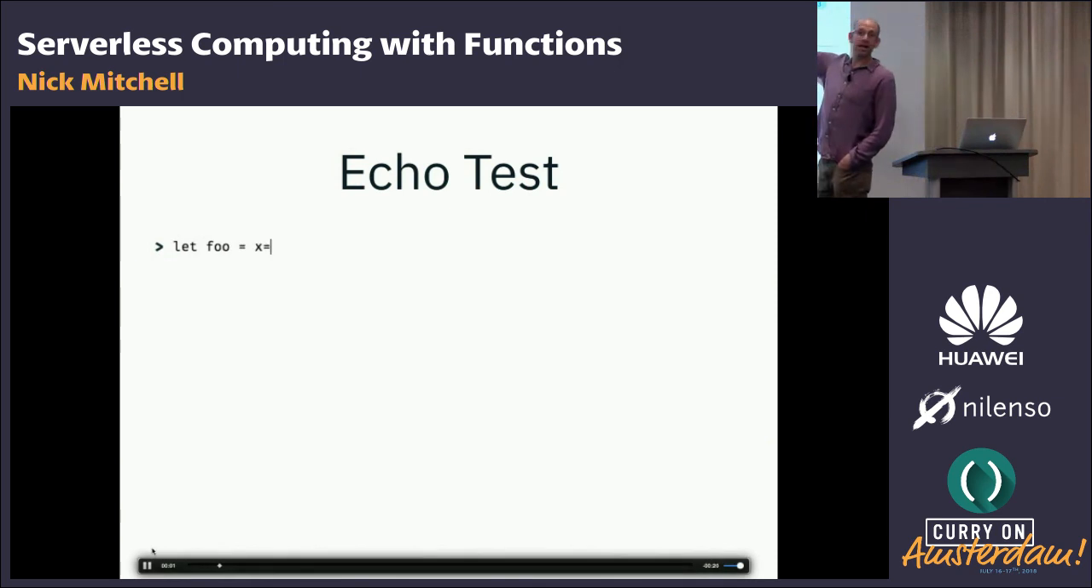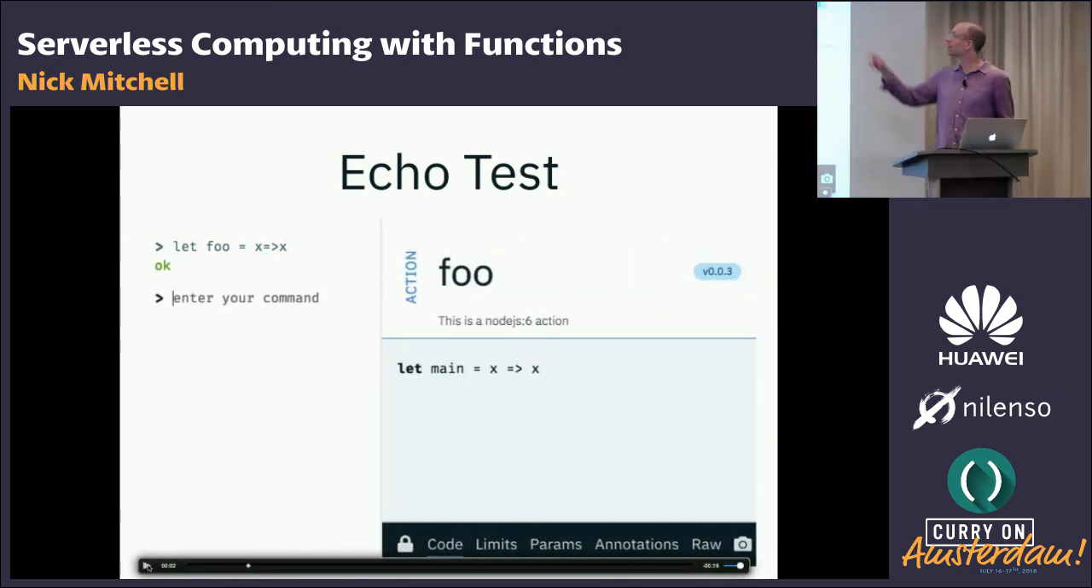So I wrote a simple echo program, a function. I deployed that to the cloud. After I hit return, it was deployed. And now I have a service running in the cloud that I can subsequently invoke. And so the next command that I did was to invoke that function.